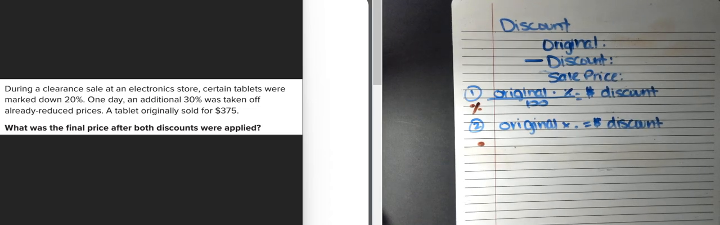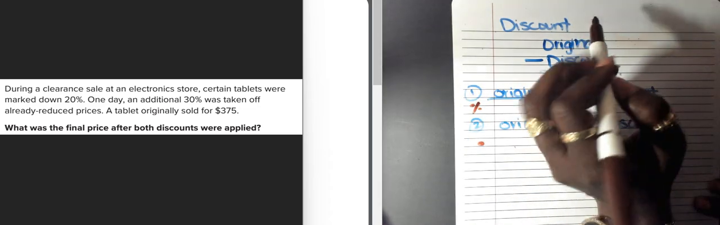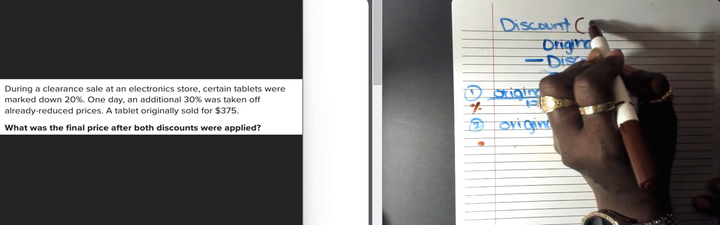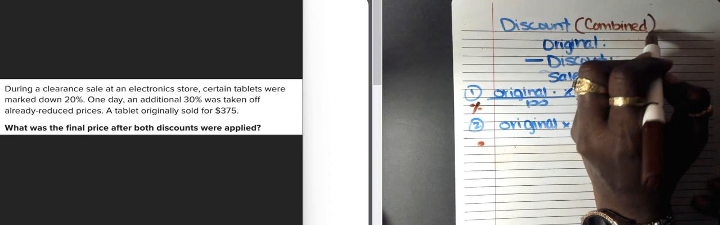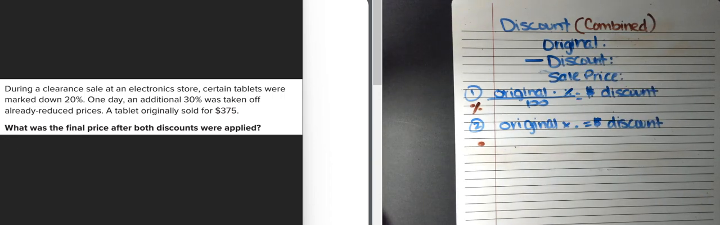All right, so we are on another example. In this example, we're actually going to talk about what's called combined discounts. So there's going to be more than one discount that happens, and so we want to talk about that. This is going to be super important because I want to make sure that you don't misunderstand what's happening here.